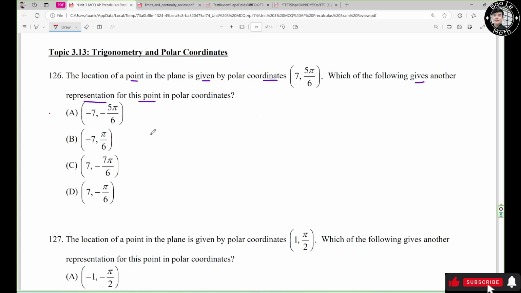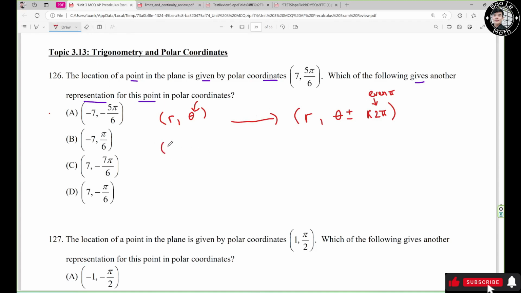Now you have the formula. If you're given the polar coordinates (r, theta), and you add an even multiple of pi to the angle theta, the radius stays the same, so it's still r. The angle changes to theta plus or minus k times 2 pi, where k is an integer. This represents even multiples of pi, which means you have 2 pi, 4 pi, 6 pi, 8 pi, etc.